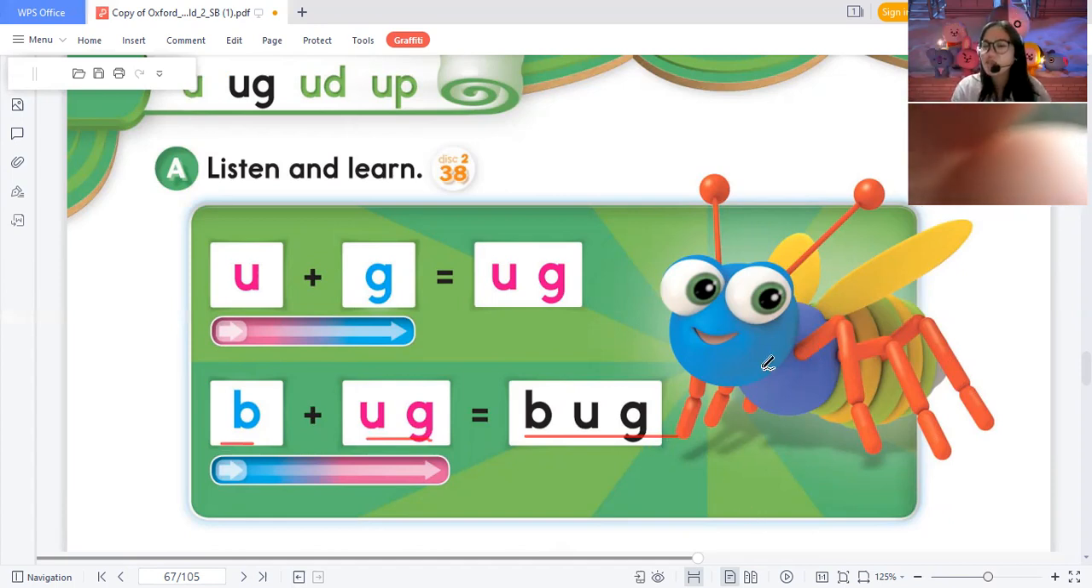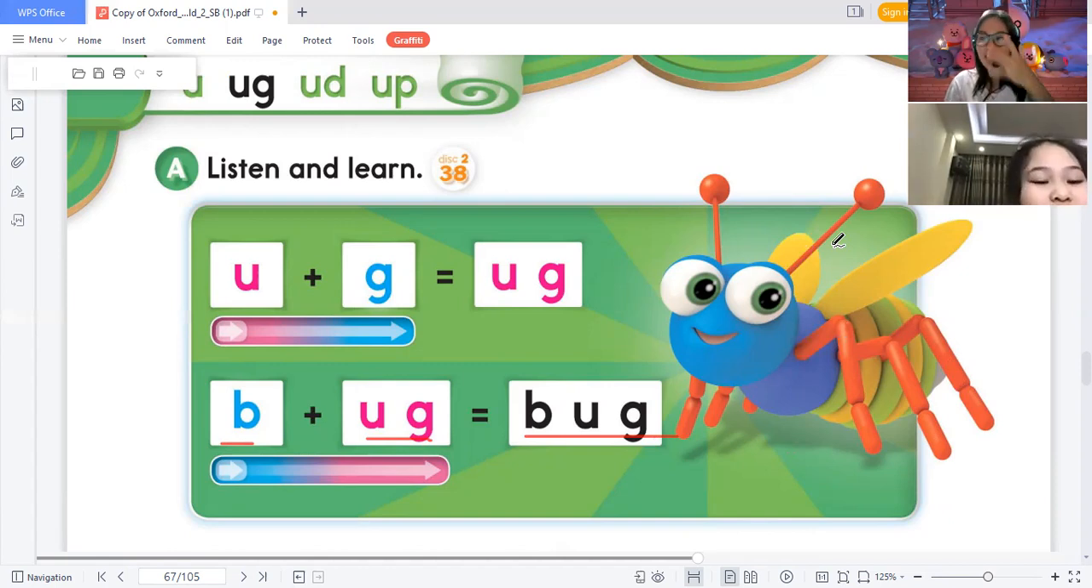Okay, again, what's this? Do you like a bug? Do you like it? Yes or no? No, I don't. Oh, me too. I don't like bugs. Yeah, it will sting you and ouch, ouch, ouch. Yeah, sometimes they do that. Okay, so it's a bug.